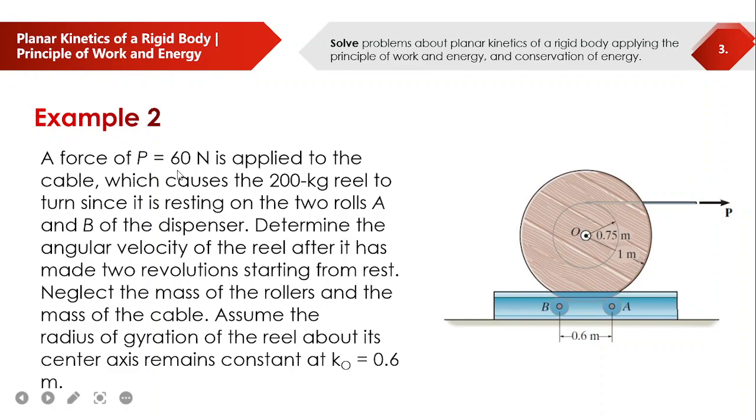A force of P is equal to 60 newton is applied to the cable. Ito yung cable natin, okay? Which causes the 200 kilogram reel to turn since it is resting at the two rollers A and B of the dispenser. Determine the angular velocity of the reel after it has made two revolutions starting from rest. Neglect the mass of the rollers and the mass of the cable. Assume that the radius of gyration of the reel about its center axis remains constant at k sub O is equal to 0.6 meters. So, kailangan natin hanapin dito is your angular velocity after it has made two revolutions starting from rest.